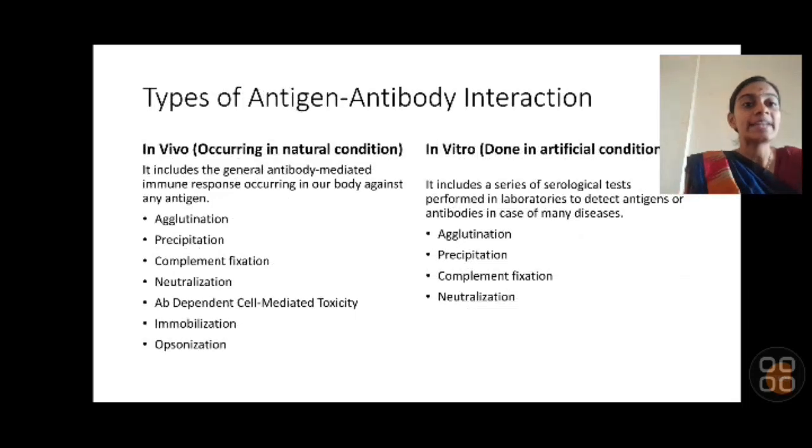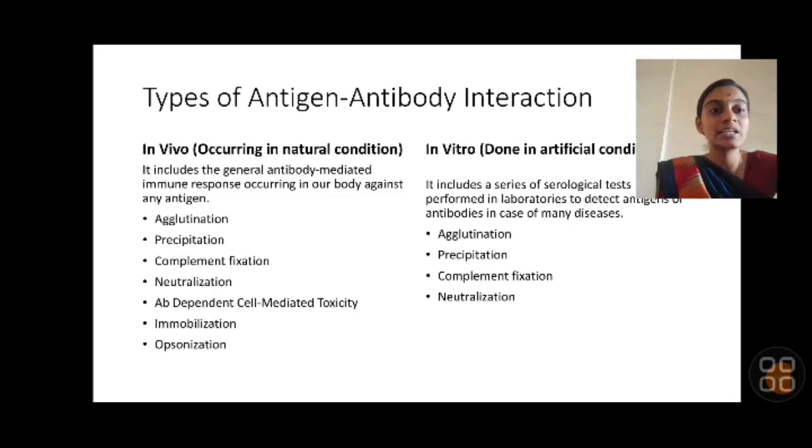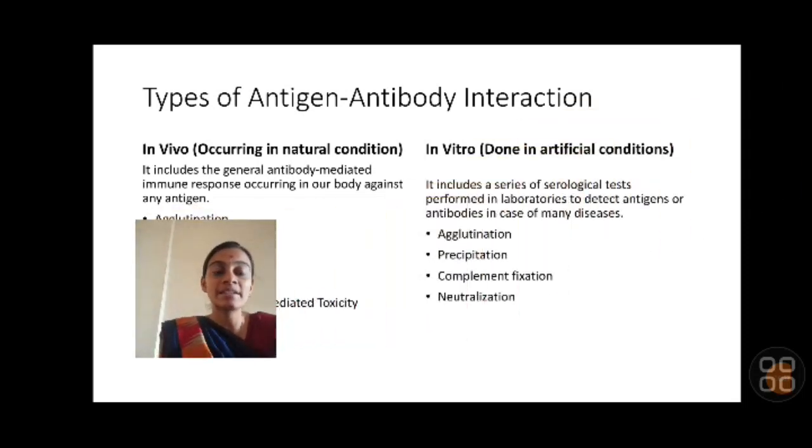There are different types of antigen antibody interactions, and these are classified into two: in vivo and in vitro. In vivo occurs in natural conditions, and these include general antibody mediated immune responses occurring in our body against any antigen, including agglutination, precipitation, complement fixation, neutralization, antibody dependent cell mediated toxicity, immobilization, and opsonization. Whereas in vitro, it is done in artificial conditions.